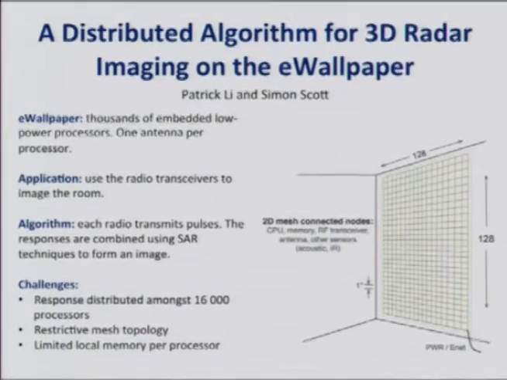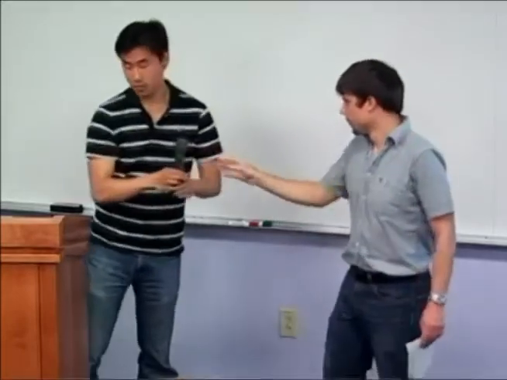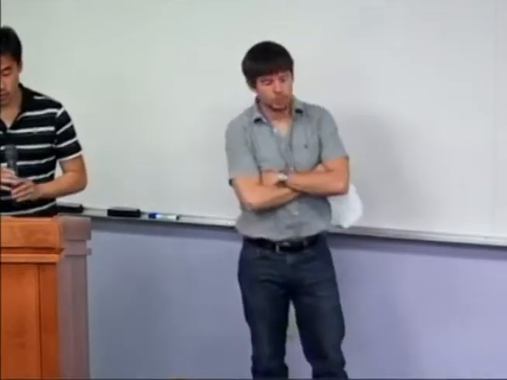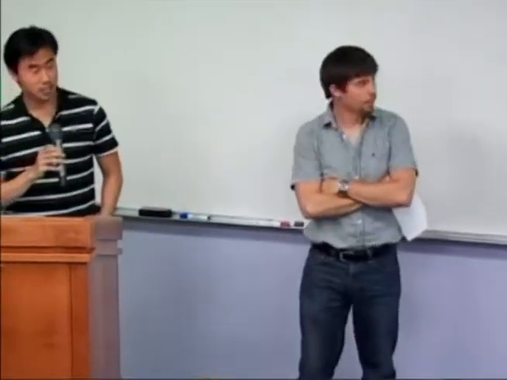The first challenge is that the responses at each antenna are distributed amongst the 16,000 CPUs rather than being stored in a single node. We also have only a 2D mesh network, and this makes moving the data around fairly difficult. And lastly, each CPU only has about 100 kilobytes of memory available, so you can't store the entire data set on one node. So we developed a distributed version of the SAR algorithm to overcome these challenges.